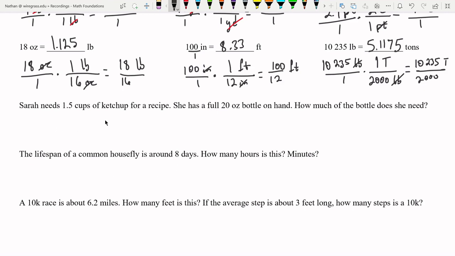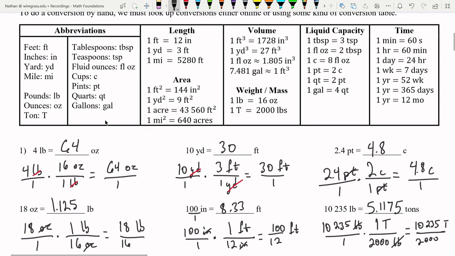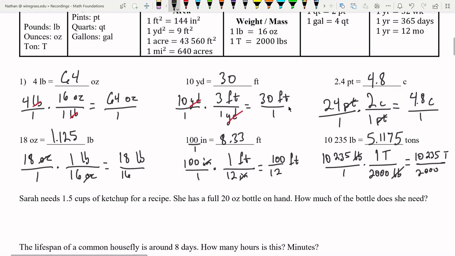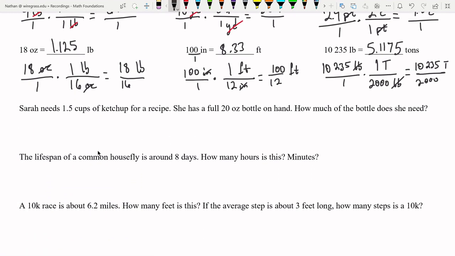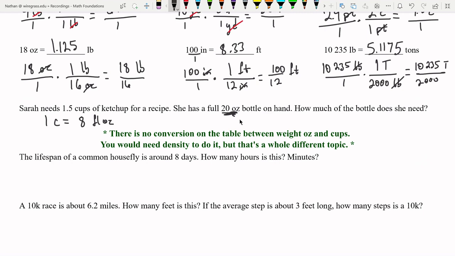We have 1.5 cups. Well, cups to ounces is going to be right here in a liquid capacity. There are 8 fluid ounces in a cup. Fluid ounces and mass ounces are different things. They're not the same thing. So 1 cup equals 8 fluid ounces. That's what this is referencing, fluid ounces, because ketchup is a fluid. It's a liquid, not a mass that we're talking about there.